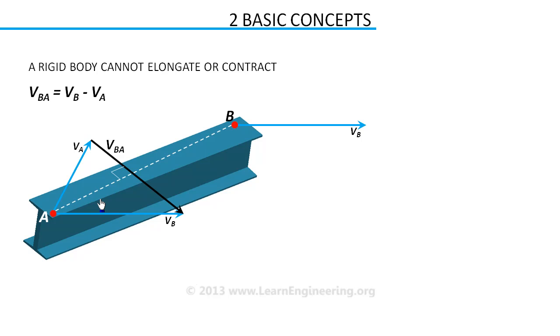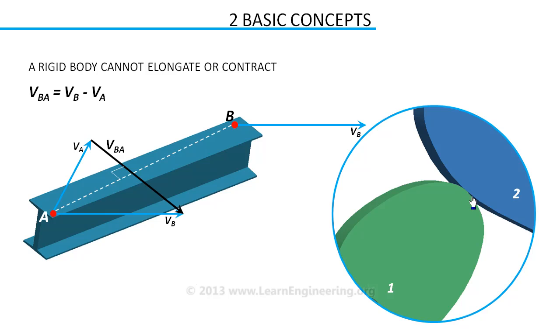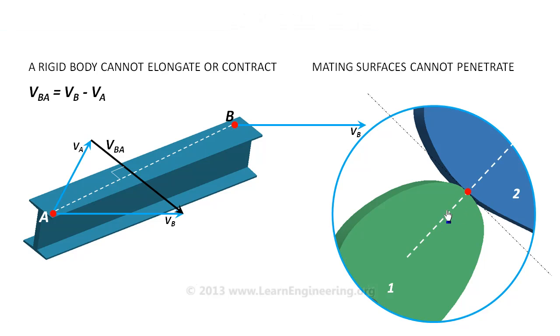Second concept is applicable to mating surfaces. Mating pair of surface will never penetrate. This is the common mating point, or mating line for both the links. This line represents the common normal. The same point can have different velocity on different links.